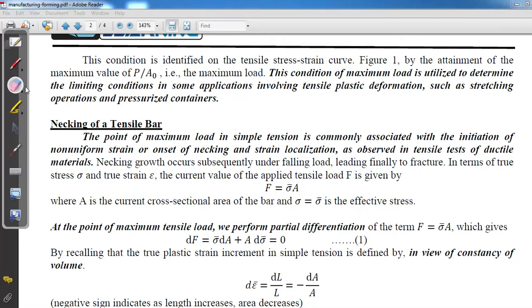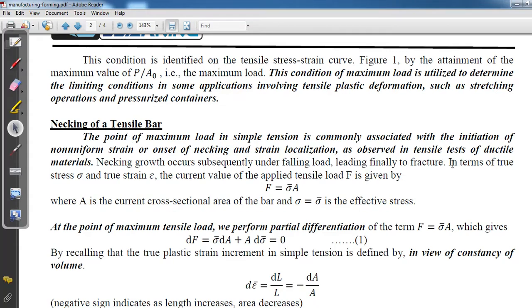So we will derive the condition of necking of a tensile bar. So what is necking? The point of maximum load in simple tension is commonly associated with initiation of non-uniform strain. At that point, non-uniform strain will start, or onset of necking. Necking will start from that point, or strain localization will be there.